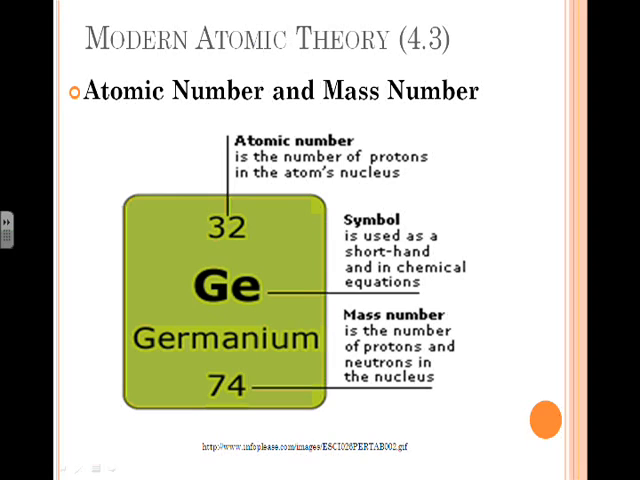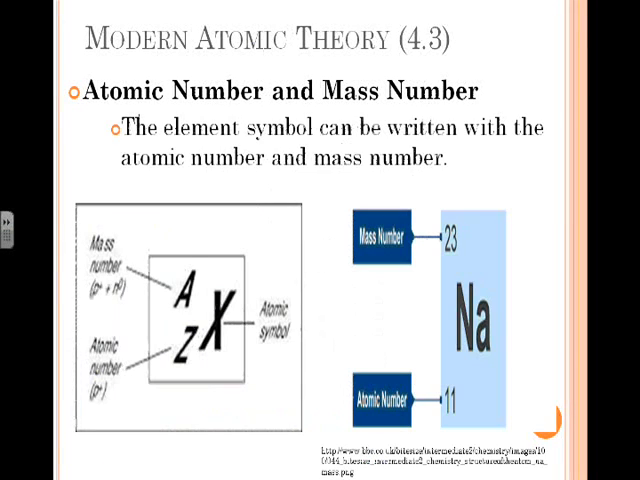So this is an example that you can come back to if you need further help or if you forget how to do it. Germanium has 32 protons, 32 electrons, 42 neutrons. Now, let's look at this.